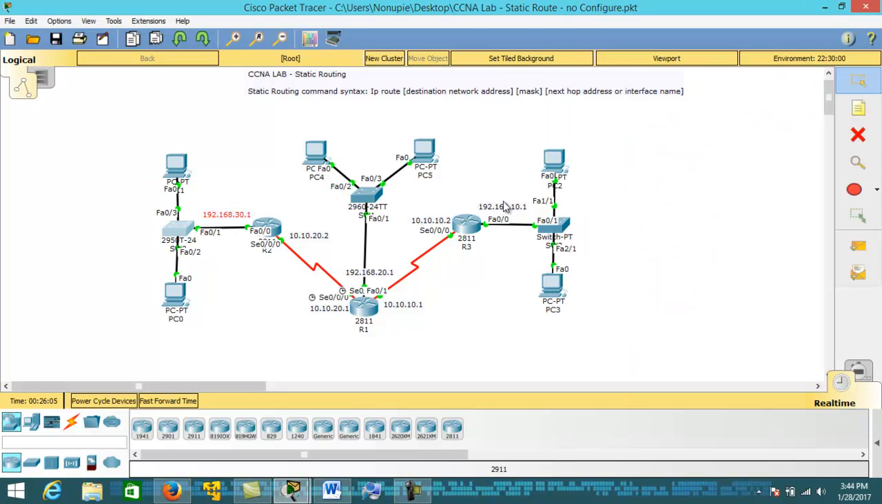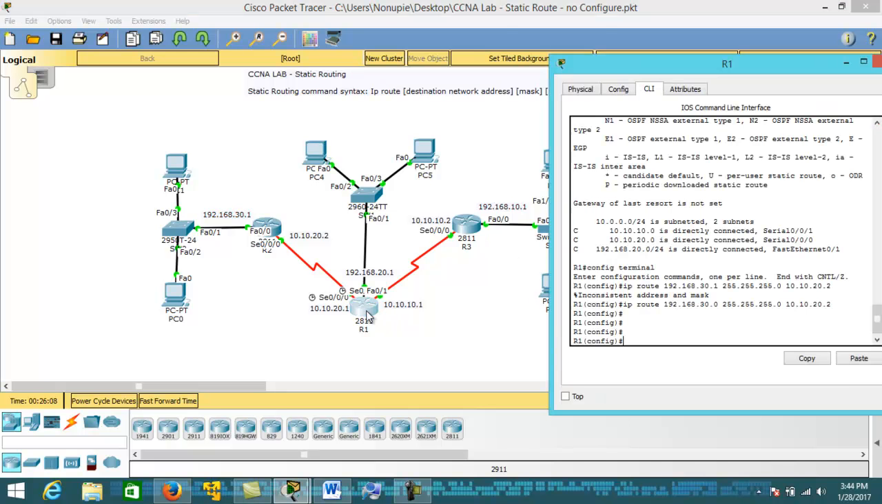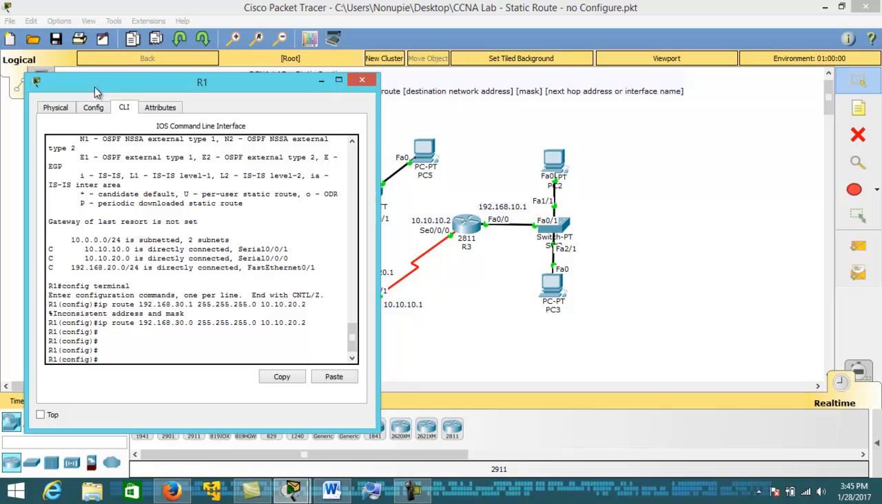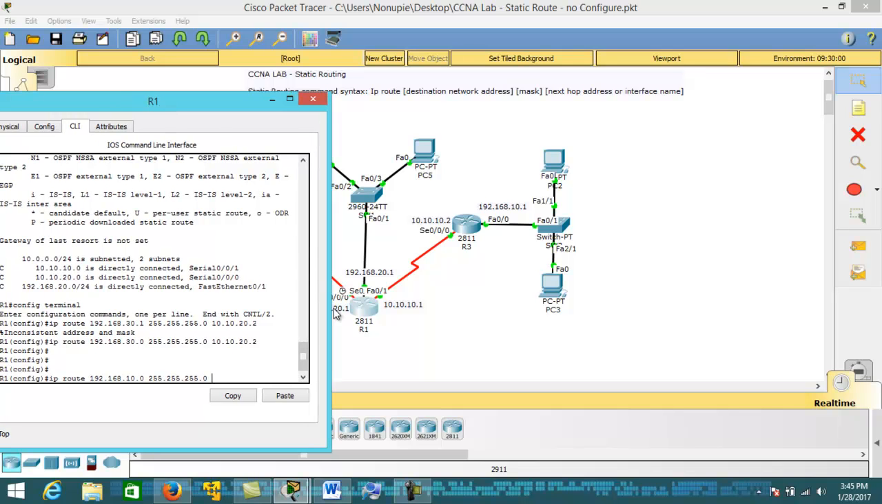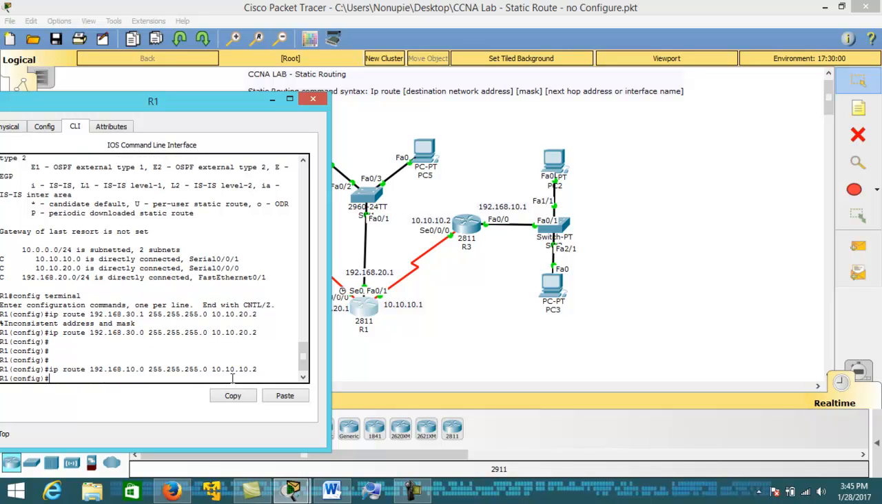So we are going to configure a static route for this network on router R1. The command is really simple. ip route 192.168.10.0 network, and then its subnet mask 255.255.255.0, and then what will be the next hop? For this router to reach this network, the next hop will be 10.10.10.2. So simple. Okay, hit enter.